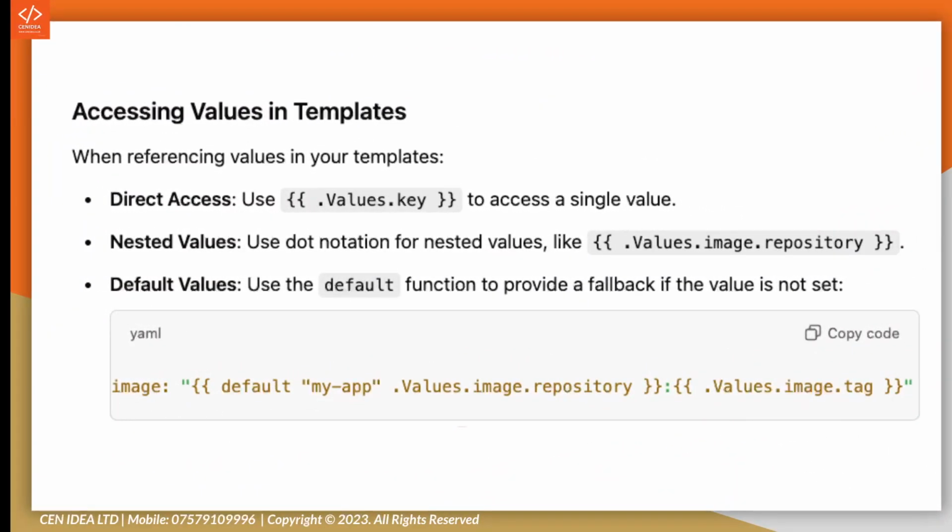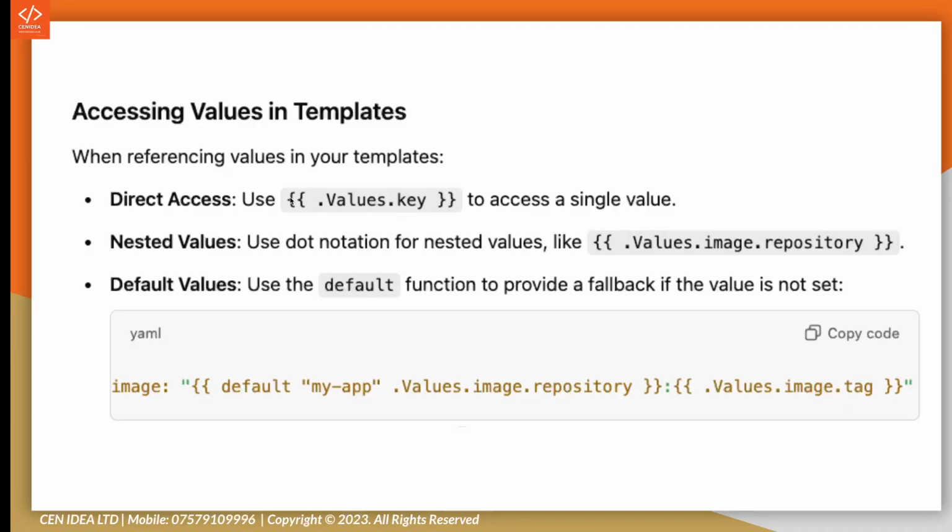And then the third thing about these values is that when referencing values in your template, there are three ways really. You can do direct access, which is what I've talked about with this Jinja 2 templating. This is when you use double curly braces, opening and closing ones. These are how you can then do interpolation. So you can do direct access to access a single value. To do that, simply use .Values.key. That will go and read what the key is within the values file.